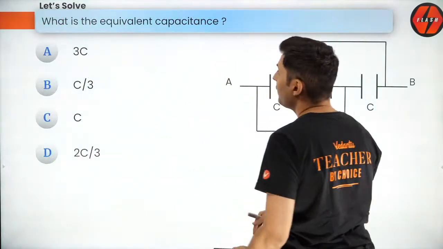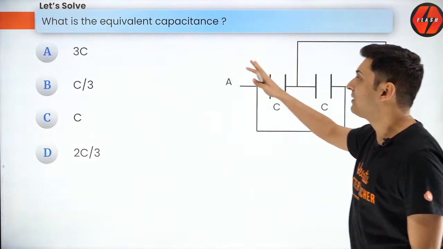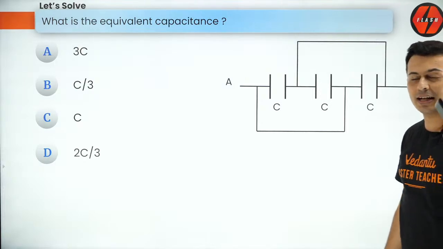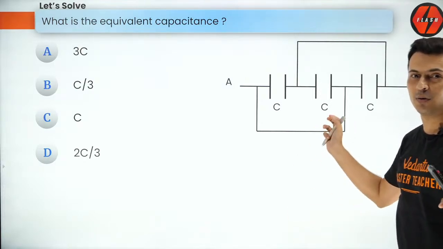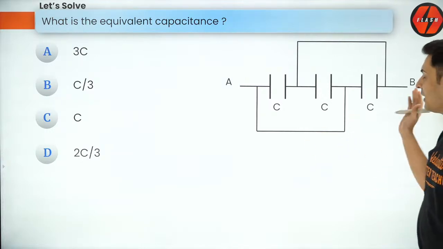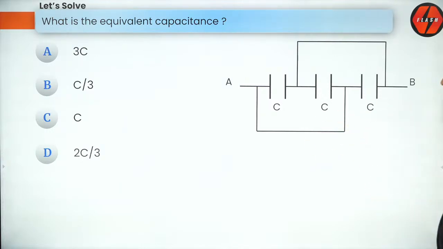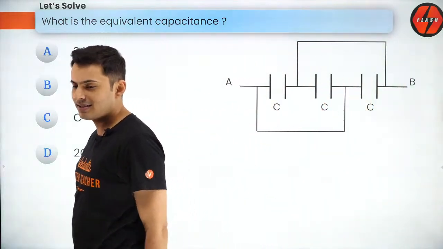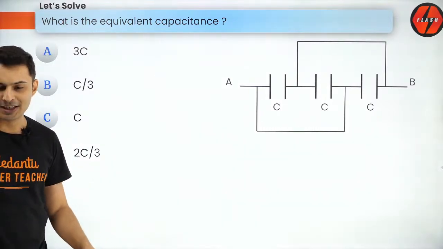And here it comes. What is the equivalent capacitance of this circuit? Options are there. If you have attended my current electricity classes, this is a cakewalk for you. Come on, guys, you should be able to do it. Quickly calculate. Think about it. What's the equivalent capacitance between A and B? Post the correct option in the chat box.